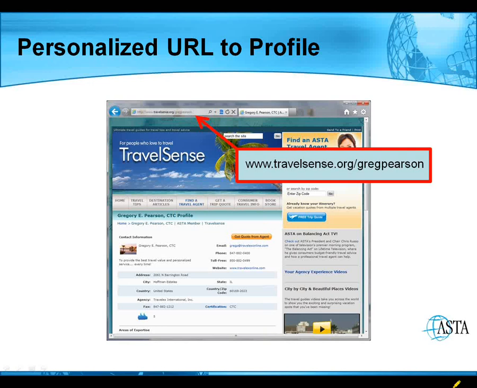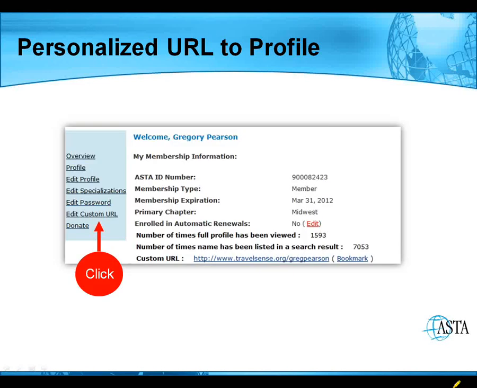Your profile in the Find a Travel Agent directory also provides you with the opportunity to create a personalized URL. As I briefly mentioned before, the personalized URL can be a cost-free opportunity to market yourself much like a personal website. This link can be sent directly to clients or even potential clients. And again, to update this custom URL, click on the Edit Custom URL link in your member profile on ASTA.org.